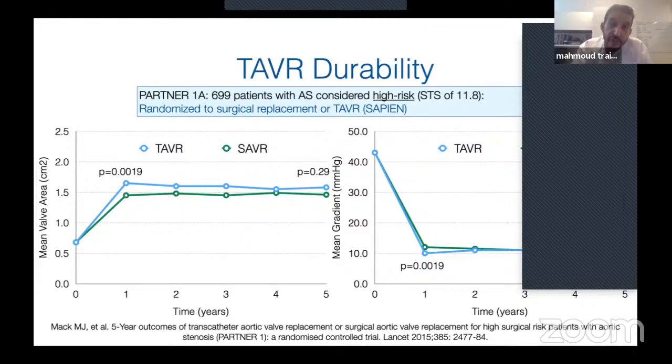An important concern as we again try to consider patients with lower risk is the durability of the valves. So are these TAVR valves as durable as surgical valves? At least to date, the data we have from the PARTNER trials shows that the valves are very durable out to at least 5 years, and more recent data out to 8 to 10 years, approaching or equal to those of surgical valves in terms of gradients and in terms of failure rates.